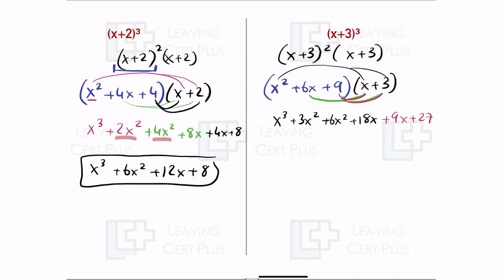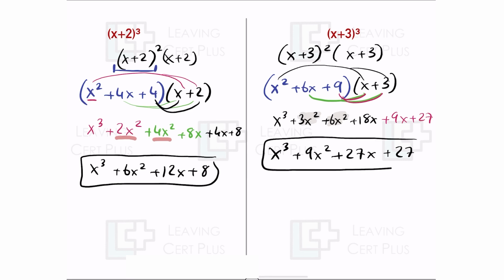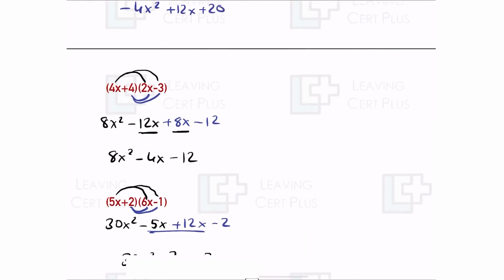So interacting your x squareds together to start off with. So your x cubed is by itself. You've got plus 9x squared. And then you've got your 18 and your 9. And that's going to give us 27. So plus 27x. And then plus 27 at the end is by itself. So that's your answer. So hopefully that helps with your understanding of expanding brackets.